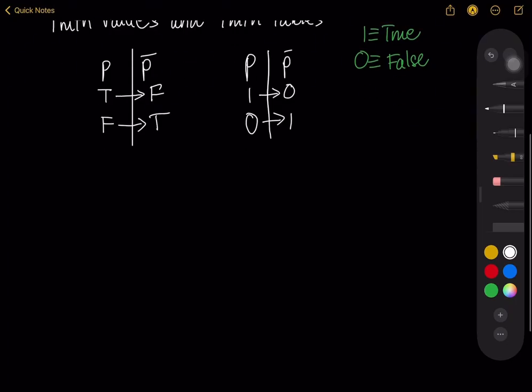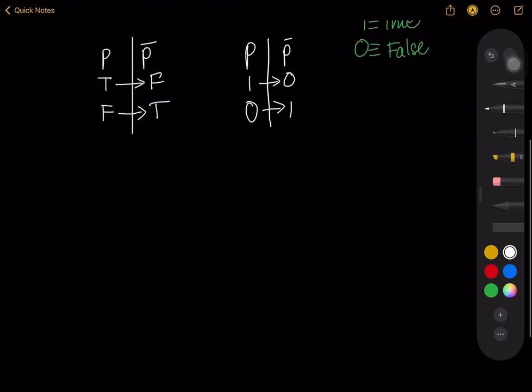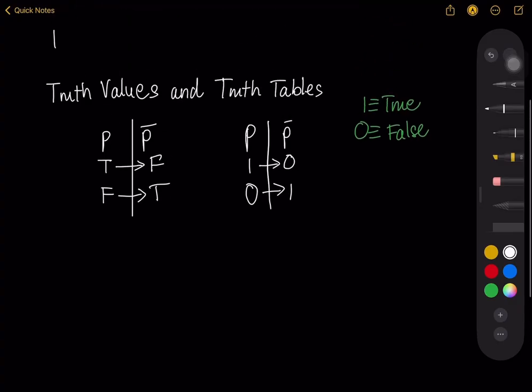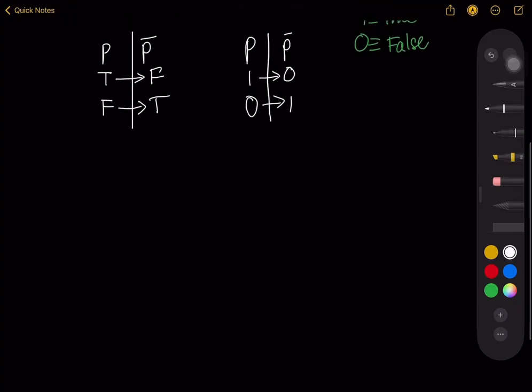How about the conjunction statement? So we have, if P and Q are statement variables, the conjunction of P and Q is basically P and Q. This statement is true when and only when both variables are true. Okay, so let's draw a truth table. I'm gonna write this as the negation statement. This one is and.